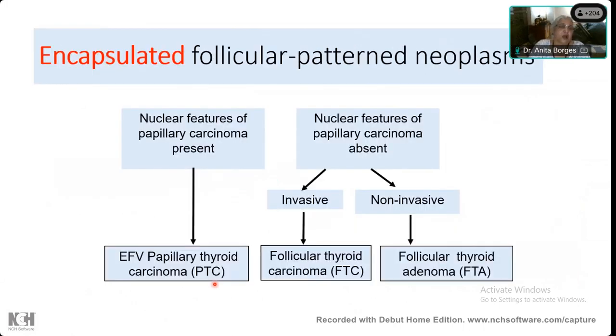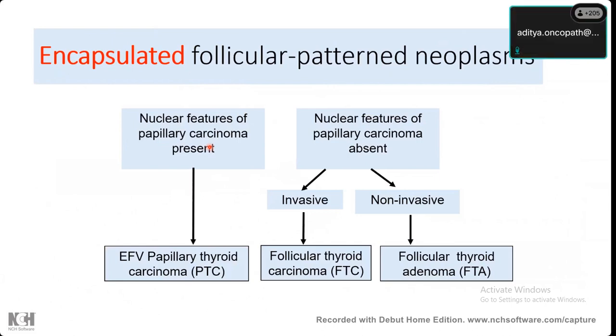Okay, so now we come to this issue of what is an encapsulated follicular patterned neoplasm, and it should be so easy, right? If you have something that is encapsulated and follicular patterned, all you need to do, or we thought that we needed to do, was what? Look for the nuclear features of papillary thyroid carcinoma. If we found the nuclear features of papillary thyroid carcinoma in an encapsulated follicular patterned lesion, Aditya, what would we call it?